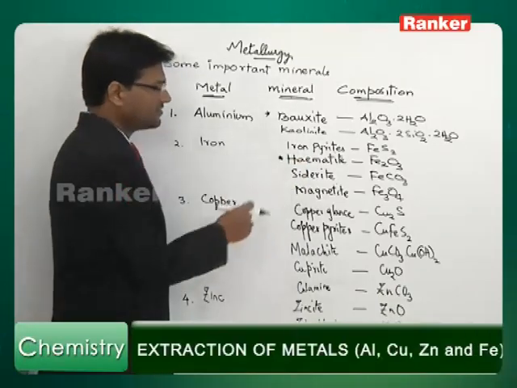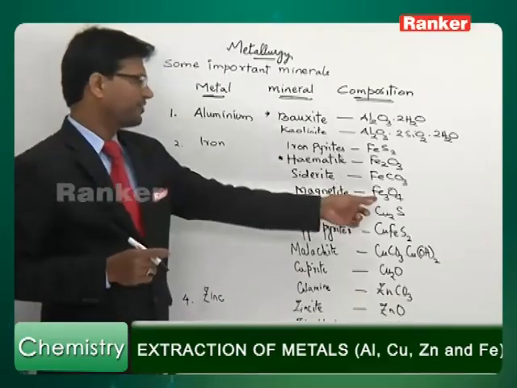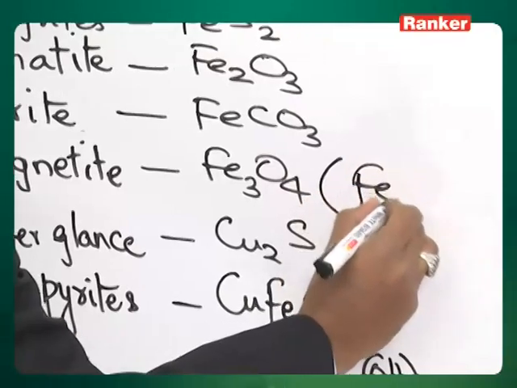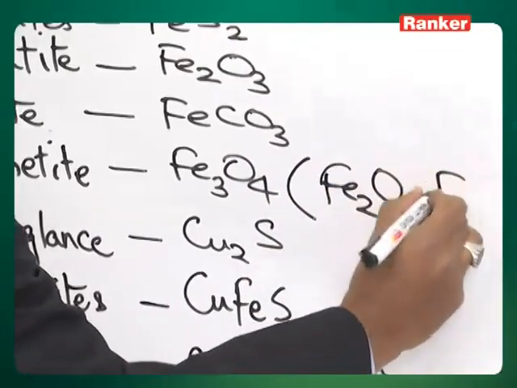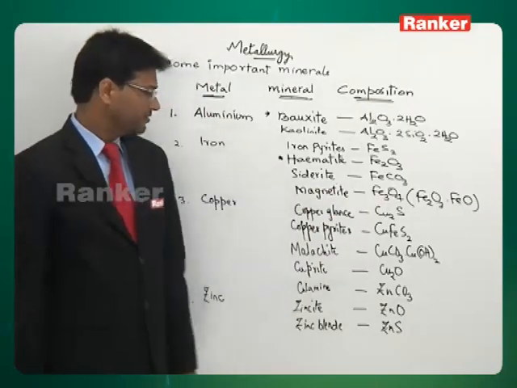Then you have siderite, it is a carbonate ore of iron, and then magnetite is Fe3O4. Fe3O4 actually is an addition compound containing Fe2O3 and FeO. This is called the magnetic oxide of iron. It's an addition compound, right?